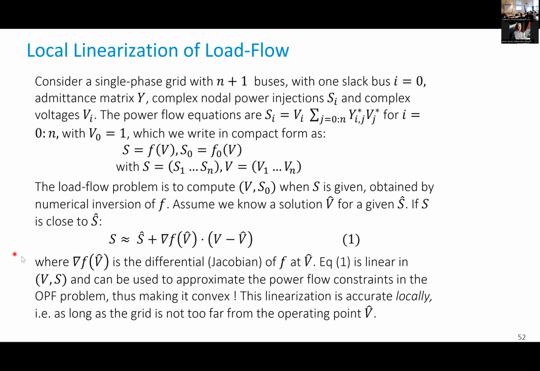So this nabla F means the Jacobian matrix. That's the matrix of all differentials of F. Remember, F is a mapping that has multiple coordinates. F1 is the power S1 as a function of V. F2 is the power S2 as a function of all the V. So it has multiple coordinates. It's a vector, and the argument is itself a vector. So the Jacobian is an n by n matrix, with all the possible combinations of partial derivatives.